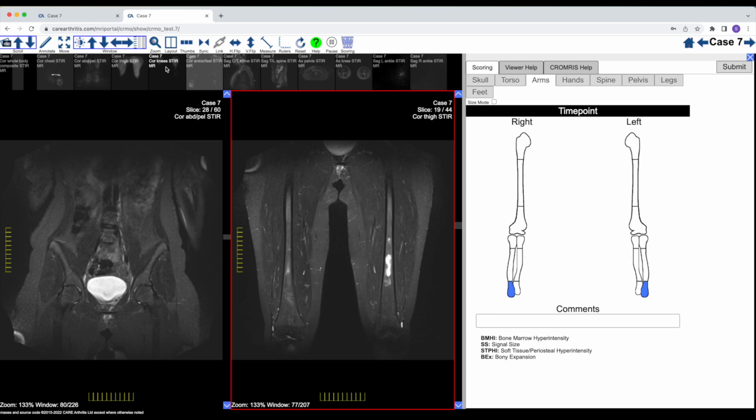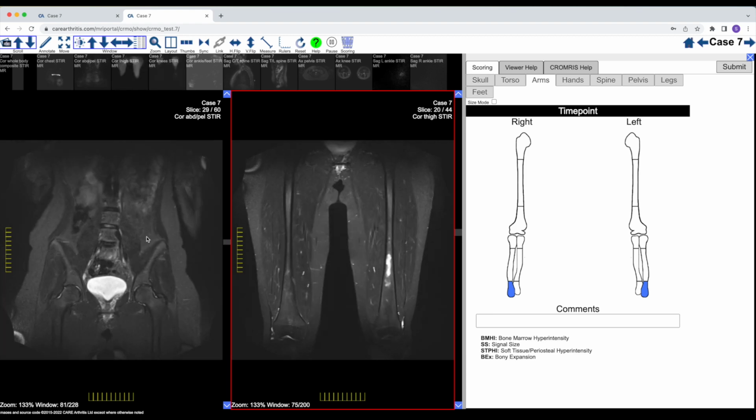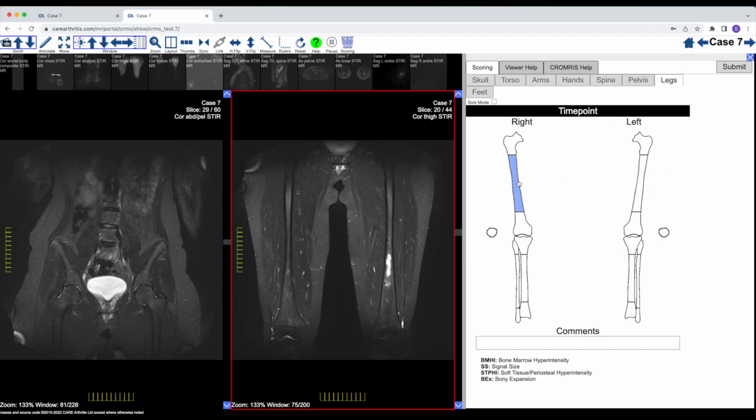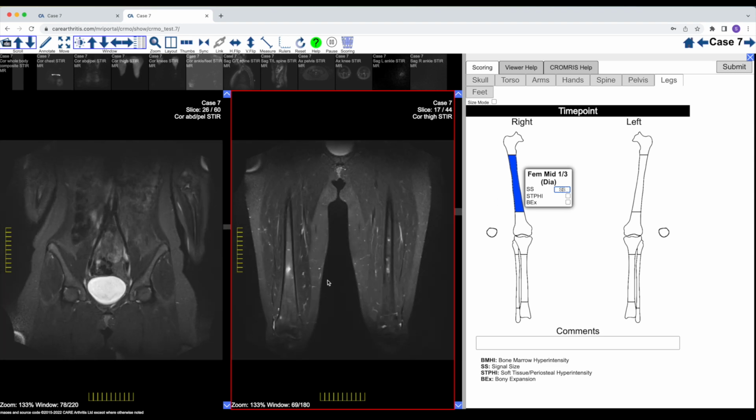So we have these femurs, and in the femur it looks like there is involvement of the diaphyseal portions of the femurs bilaterally. And so let's take a look on this right side. We have this small area of involvement there. I think that's less than 25%.